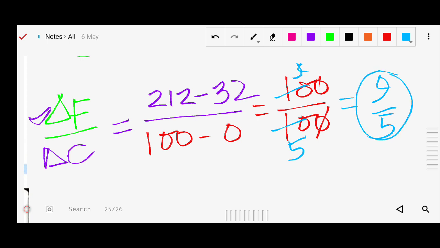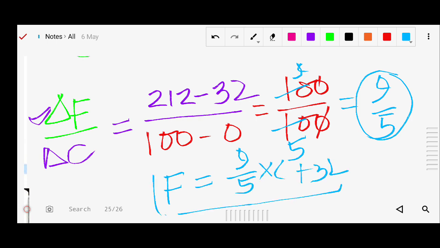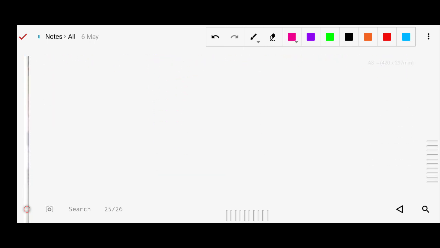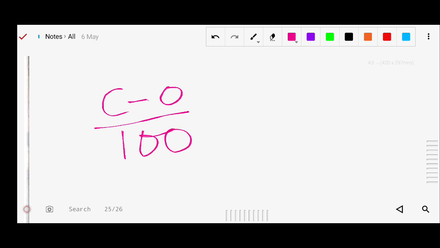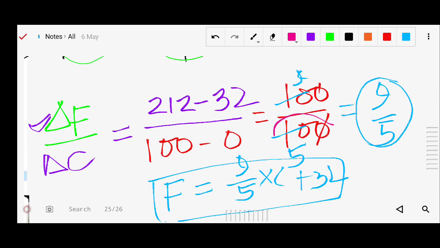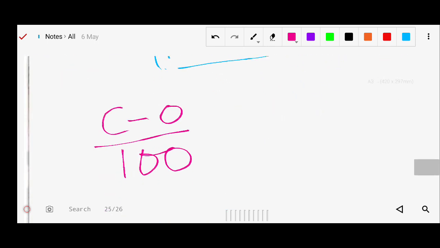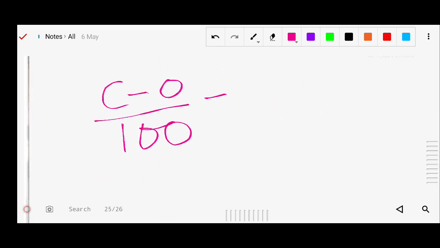If you simply cross multiply, you will get F equals 9 by 5 into C, and this 32 will be added. This is the difference. Now I will show you why you write it like that. Just check it out. Now we have the formula for this. What is the difference we got for Celsius? The difference was 100. So that's why we have written C minus 0 by 100 equals F, the Fahrenheit, minus 32.